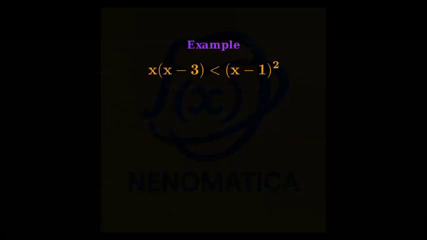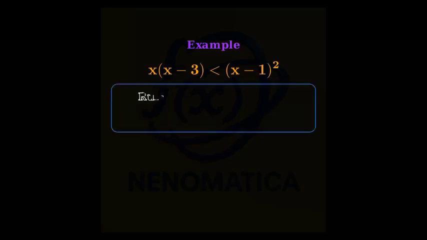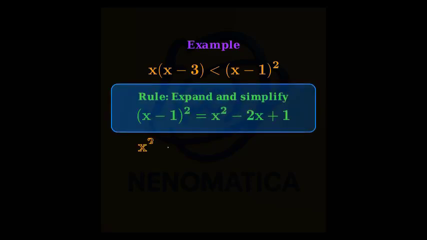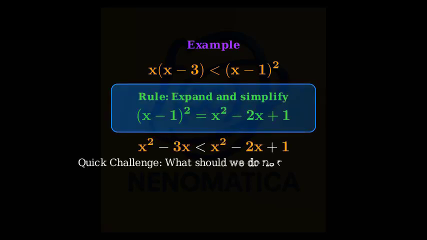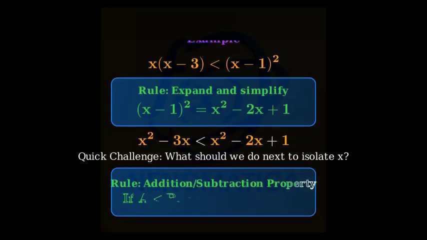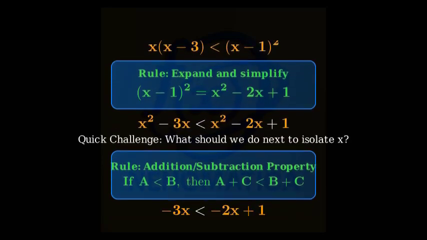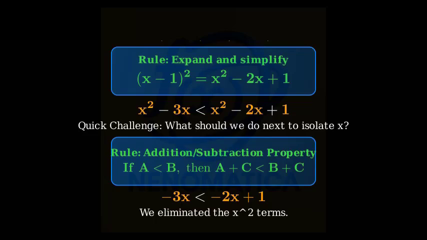We start with the example exactly as presented. Problem statement. Solve the inequality x times the quantity x minus 3 is less than the quantity x minus 1 squared. Step 1. Expand both sides. Multiply x times x minus 3 on the left, and expand the square on the right using the identity. Open parenthesis, a minus b close parenthesis squared equals a squared minus 2ab plus b squared.